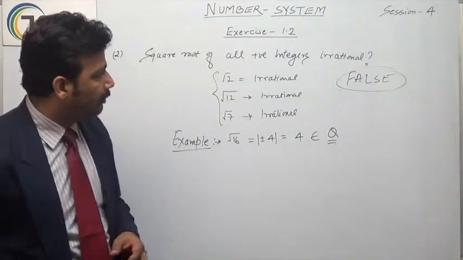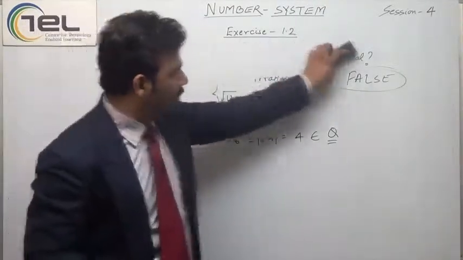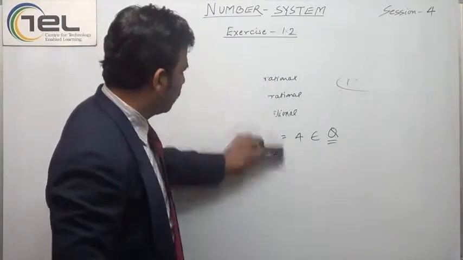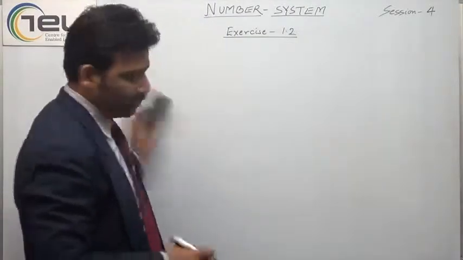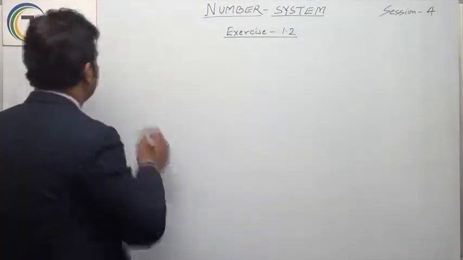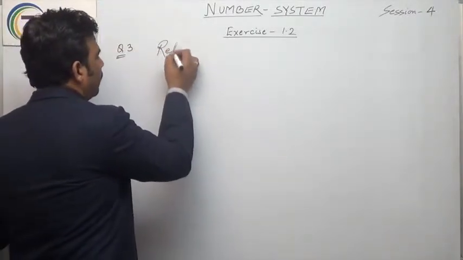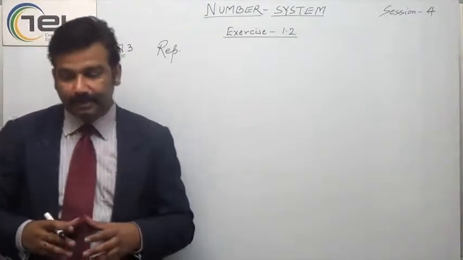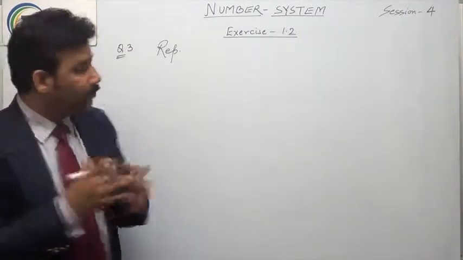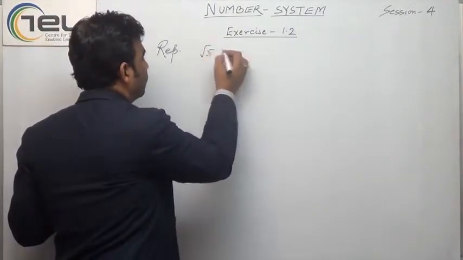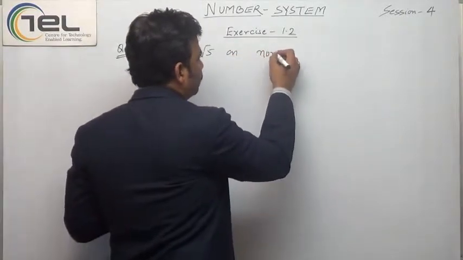Again, we come to question number 3, the last question we have in this exercise. Let's go to question number 3. They say, represent square root of 5 on the number line.